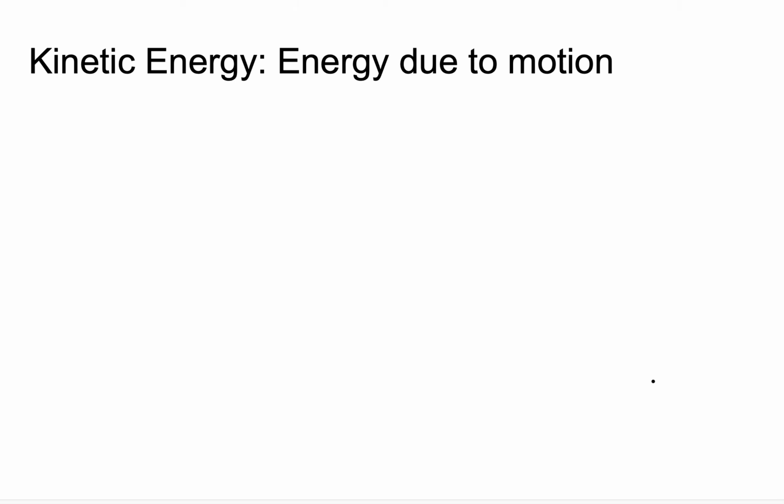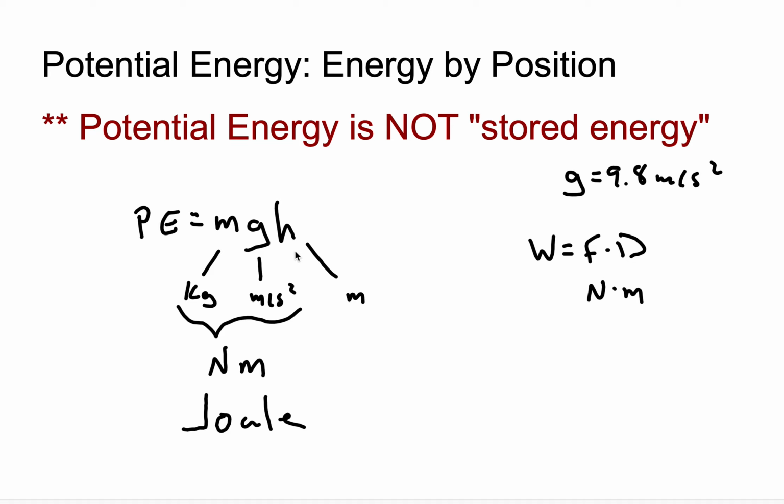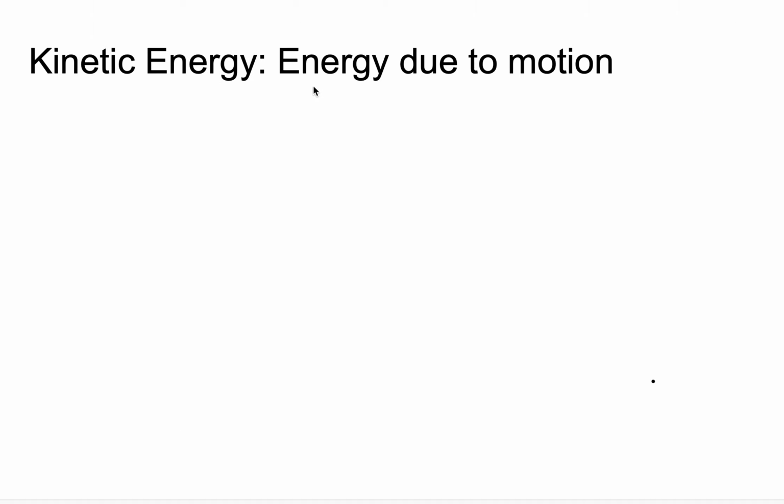This is energy due to motion. So I'm going to flip back really quick. For potential energy, if your height was 0, you had 0 potential. For kinetic energy, if you're not moving, you have 0 kinetic energy. Okay? Now the equation for kinetic energy is going to be this: kinetic energy equals 1/2 the mass times the velocity squared.